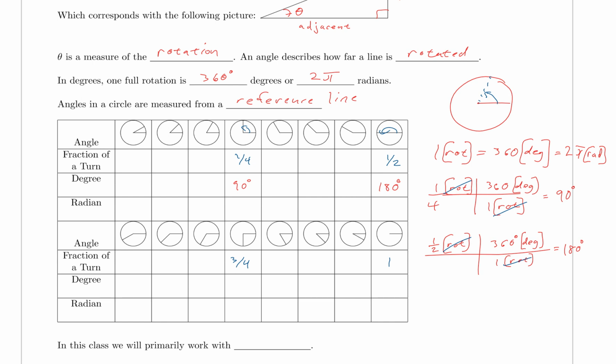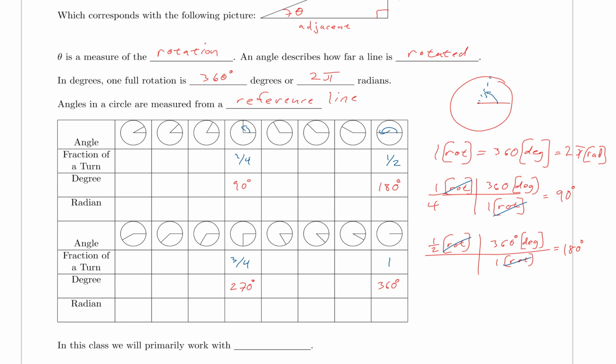Okay. And then we can perform the same thing for here and here. Let me just go ahead and fill it out for you. And so you get 270 degrees here and 360 degrees right here.